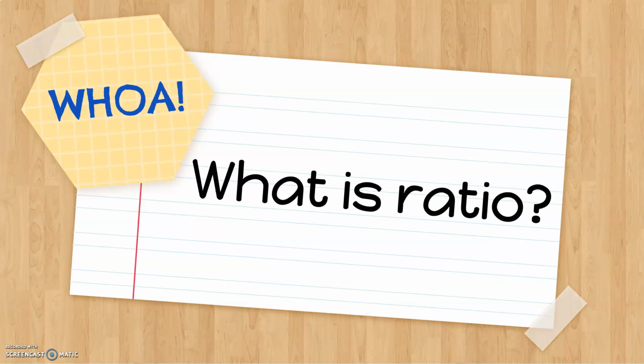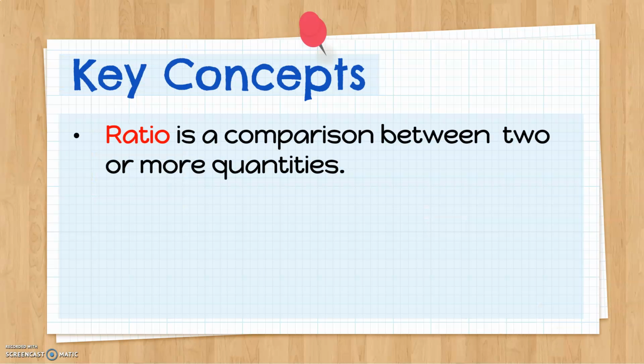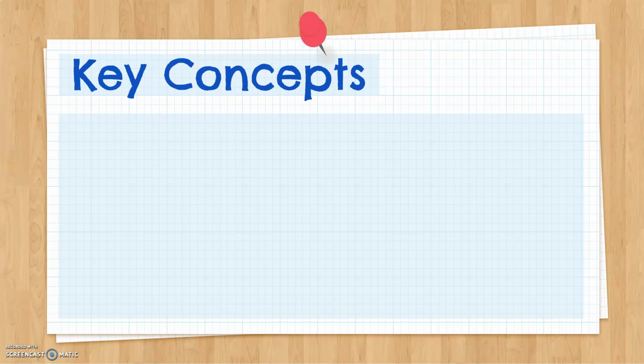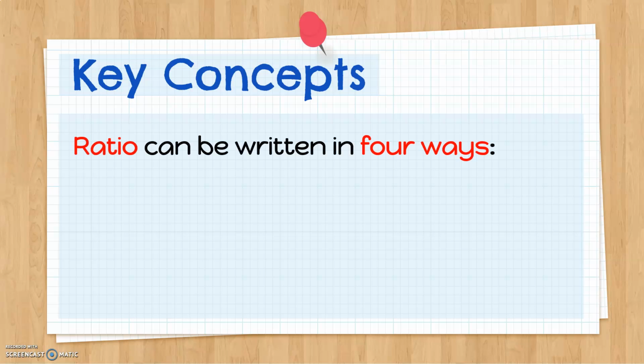Let's start by defining what ratio is. Ratio is a comparison between two or more quantities. In naming a ratio, order is very important because each number in a ratio corresponds to a certain quantity being identified. Now there are four ways in writing a ratio.